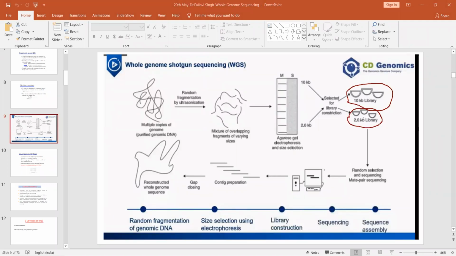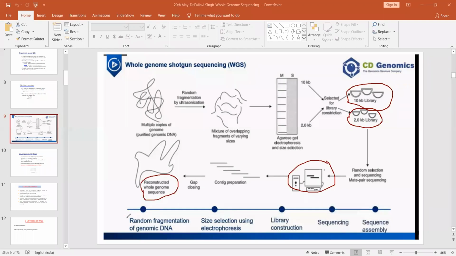So now we are going to use these fragments, these short stretches, and put them in our sequencer. And this sequencer, as you can see, is of different platforms depending on what it is. It could be an Illumina, like in the NGS we are using. It could be a Roche technique. It could be an RNA-seq platform. Different platforms are being used. Mainly we go for the Illumina to put in the sequencer, and the sequencer is also going to close the gaps and give you a reconstructed whole genome sequence.